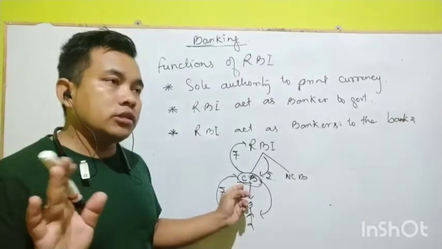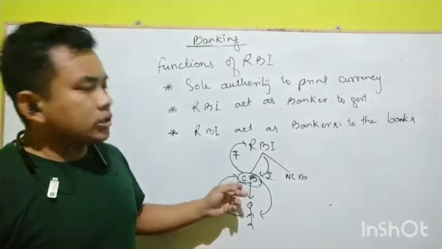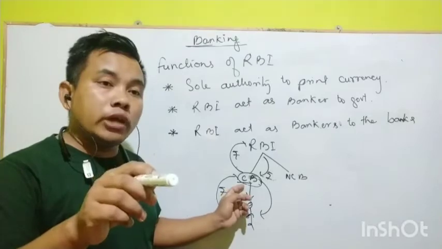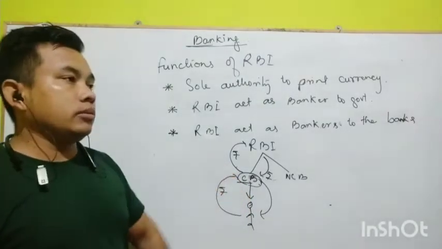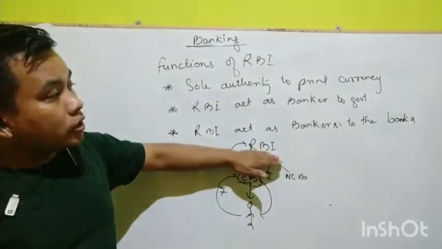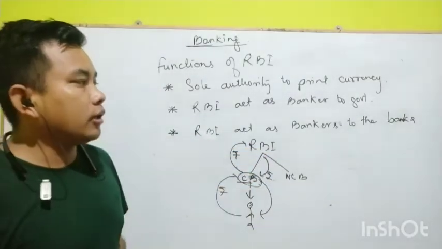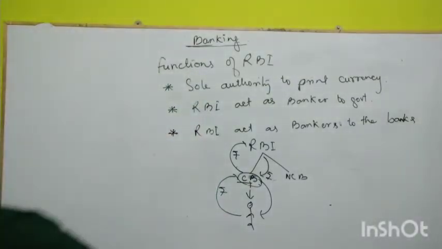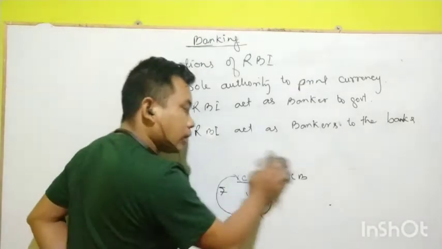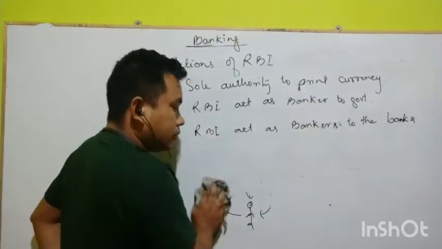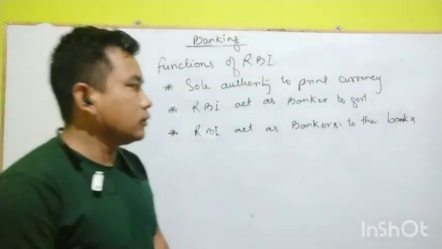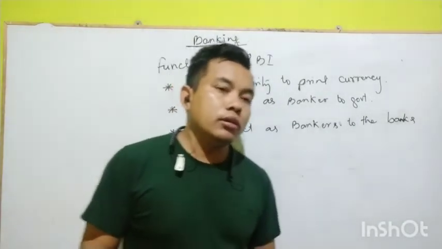Non-performing assets are not in your syllabus. RBI will come into action and share the schedule with commercial banks. RBI will act as the banker for these banks. When they borrow and lend, the scheduled commercial banks go to RBI. That is the meaning of the bankers' bank.